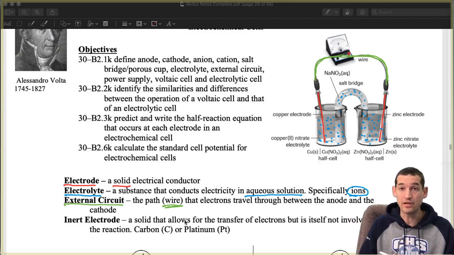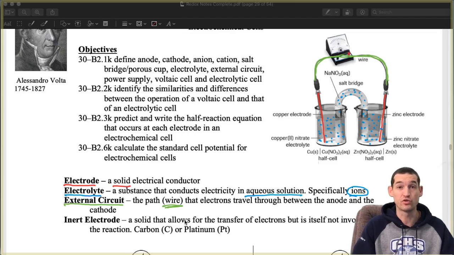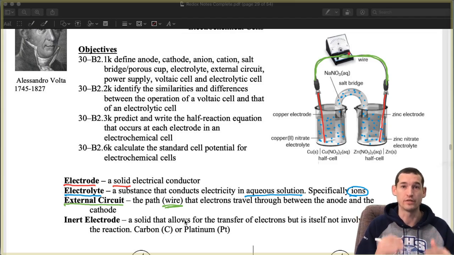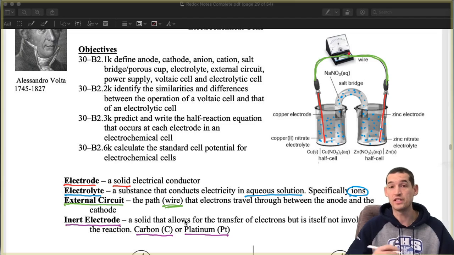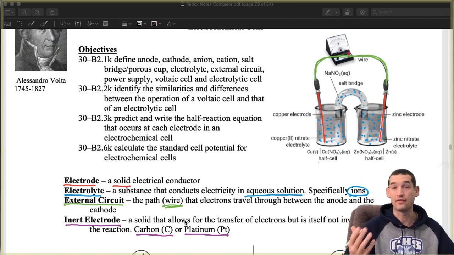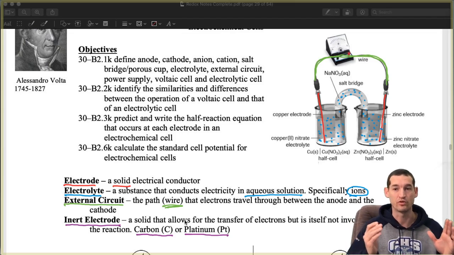The easiest way to get around that, rather than go through your table and try to find an appropriate solid, is just to use one that I know will not react. And that's what these inert electrodes are. They're just completely inert. They do nothing. The two that you need to know are carbon and platinum. If you ever needed to do something with a cell and you needed an electrode, but the half reactions didn't provide one, the safest bet all the time is going to be either pick carbon or pick platinum.